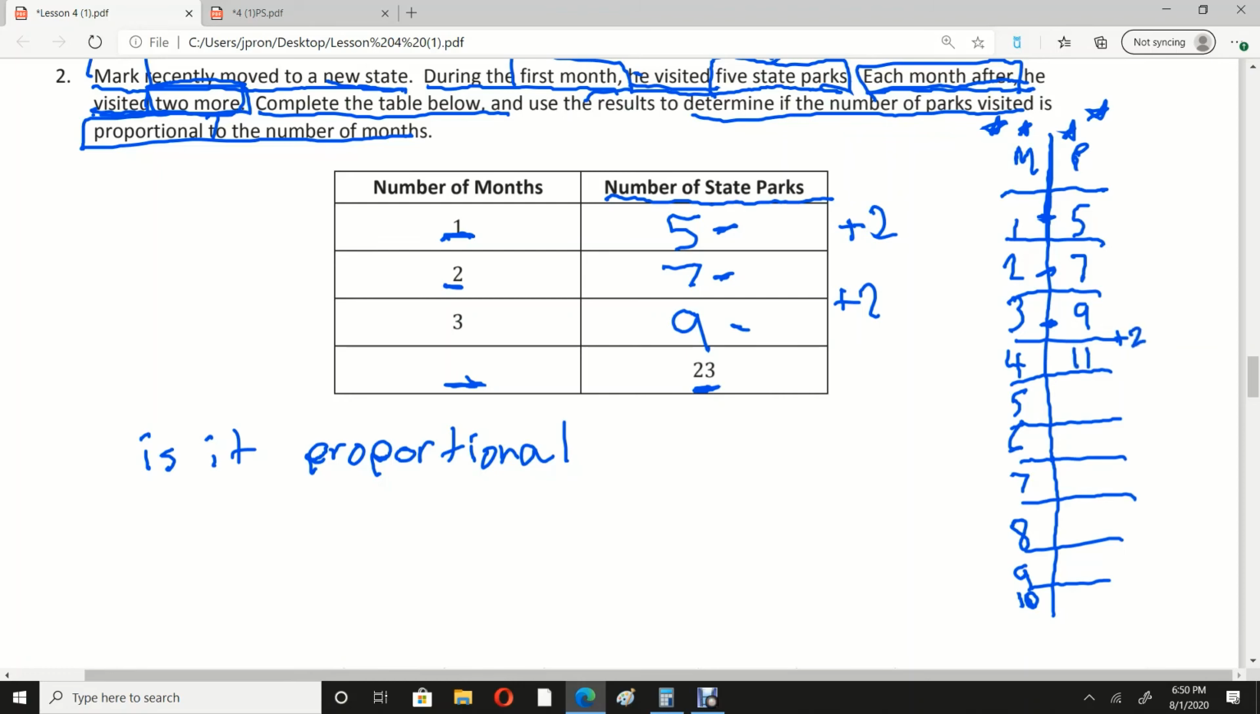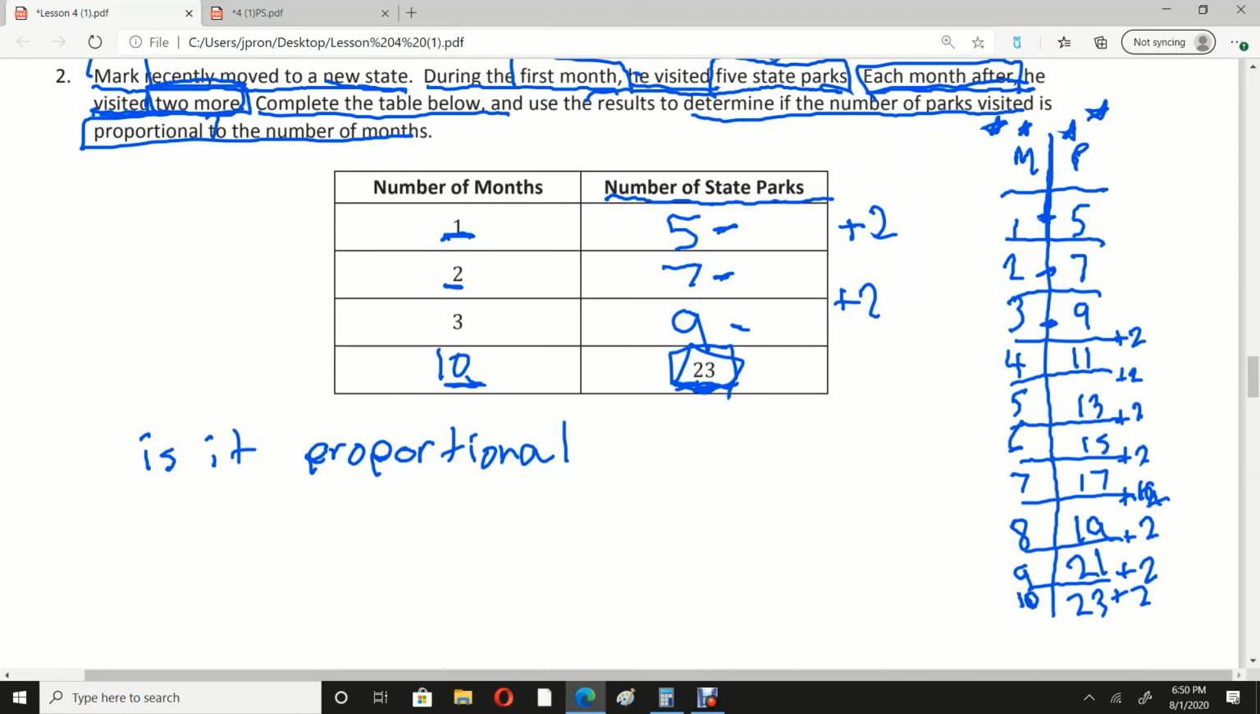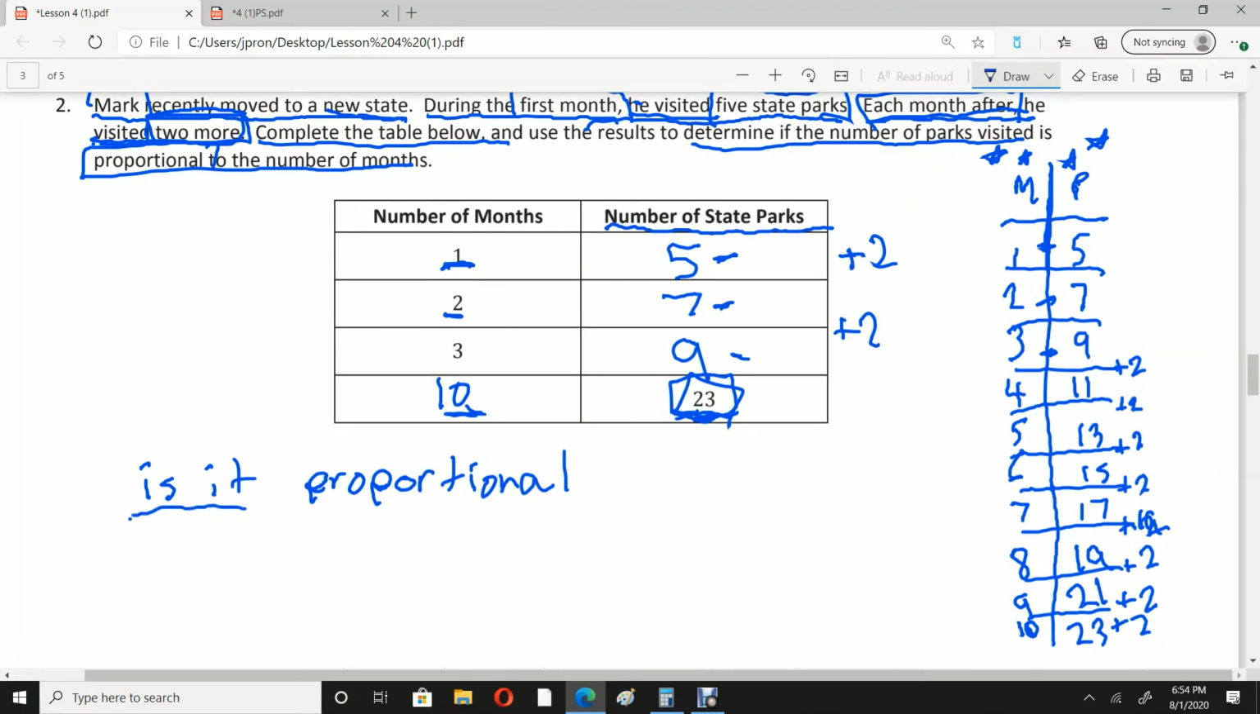We're going to go up by 2, 11, plus 2 to 13, plus 2 to 15, so on, 17 to 19, until we get to 23. That's what we're looking for, right? So that's the magic number. So we're going to add 2, get to 19, plus 2, get to 21, plus 2, get to 23. So in his 10th month, he'll have visited 23 state parks, which means there are a lot of state parks where Mark lives. So the question remains, is it proportional?